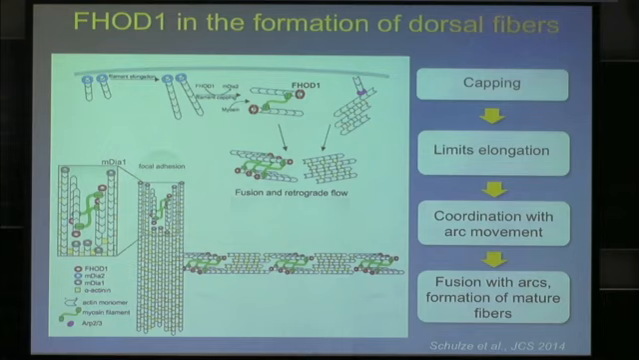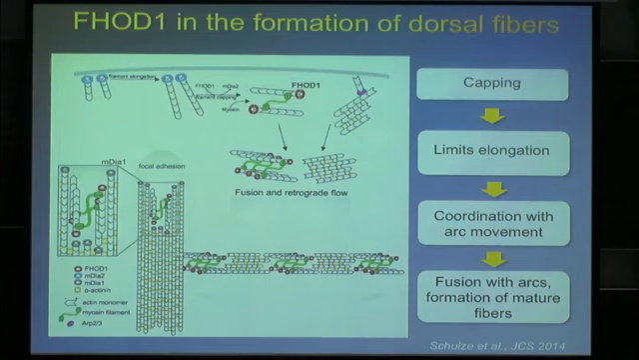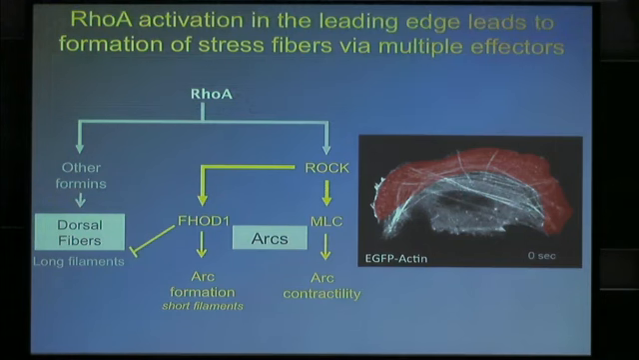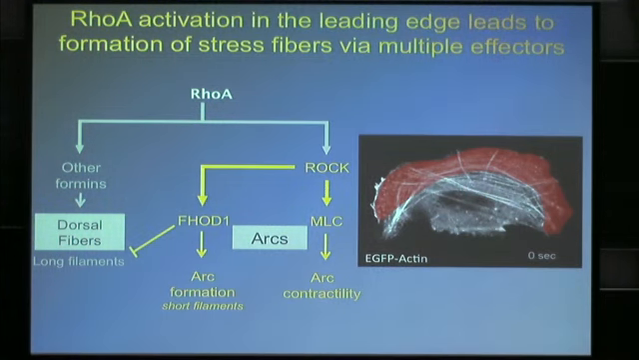So overall, we think that the balanced activity of F-hot is important to both organize the length of dorsal fibers and the generation of arcs, so that they can find each other properly and generate the final mature ventral stress fibers. So that's basically the last slide. I think I have the shortest talk today.